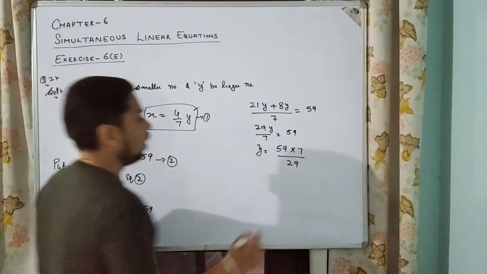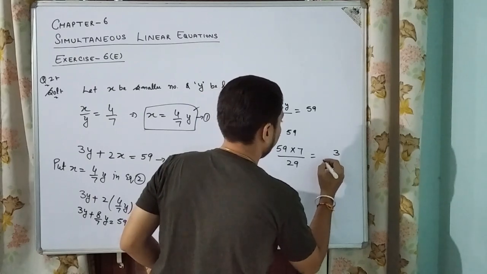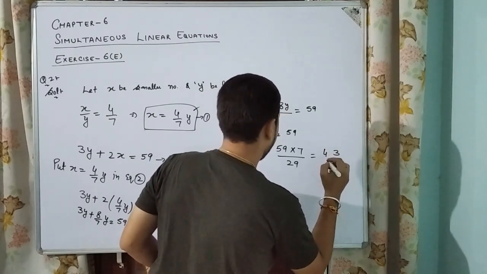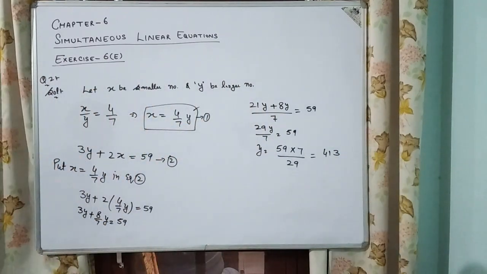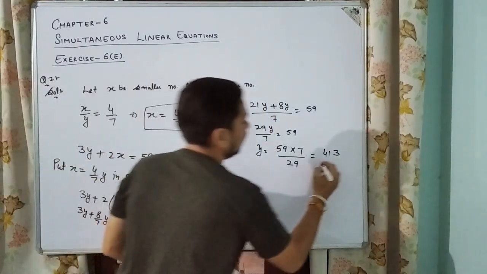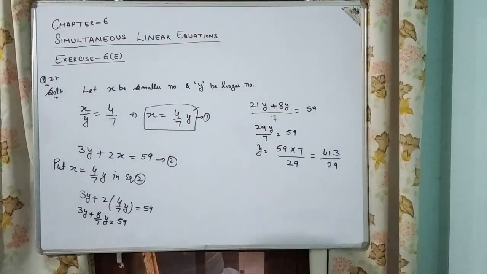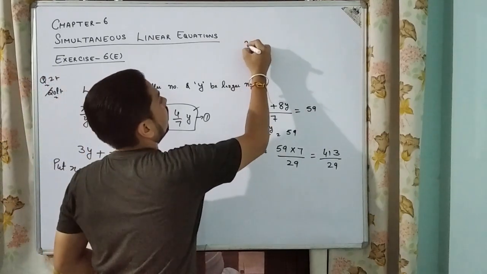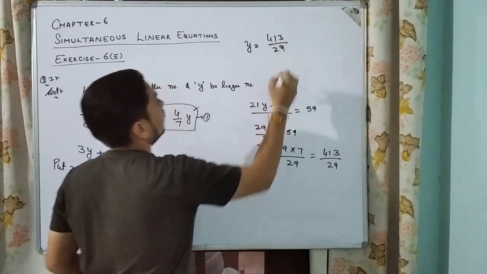So it will give you 413 upon 29. So what is the value of y? Y will be equal to 413 upon 29 here.